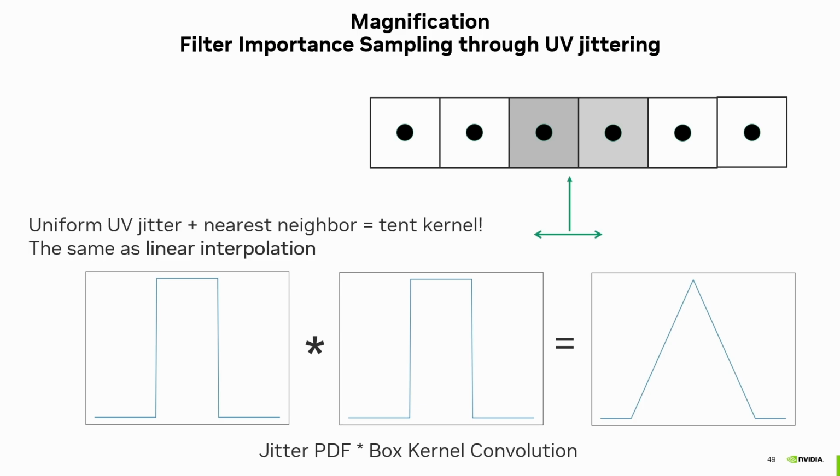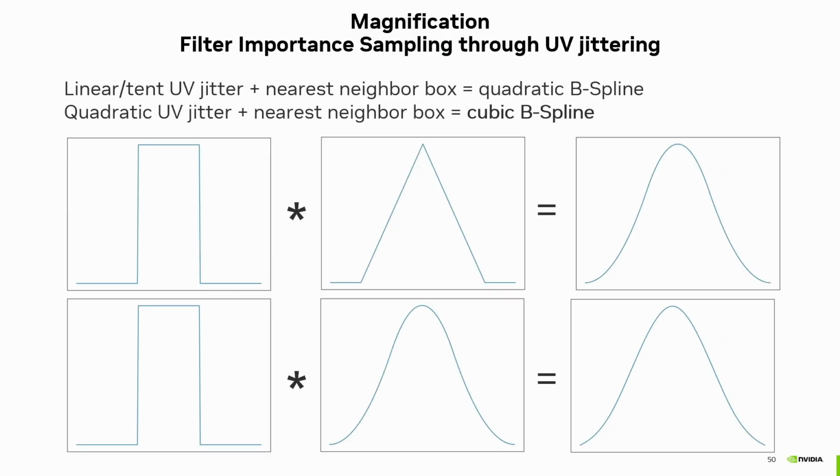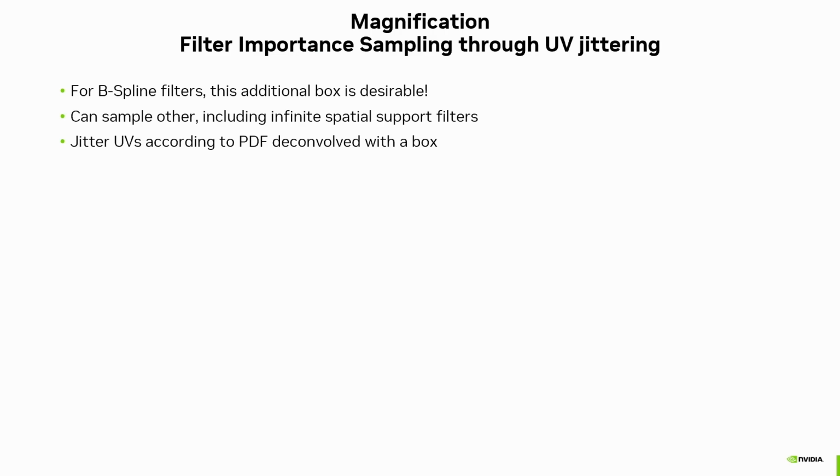However, we can take any jittering PDF. For example, we can use the Cox-de Boer recurrent B-spline formula and jitter according to, for example, a quadratic B-spline PDF followed by nearest neighbor sampling. And this yields bicubic or tricubic B-spline interpolation, which is high quality and very often used in the film world. So this is pretty cool because this box filter is actually desirable and it serves as an optimization, because you can sample from your PDF that's a degree n-1 B-spline, so it's even faster.